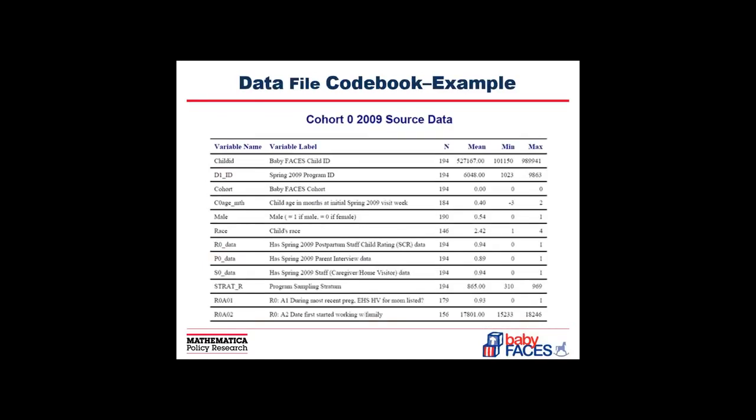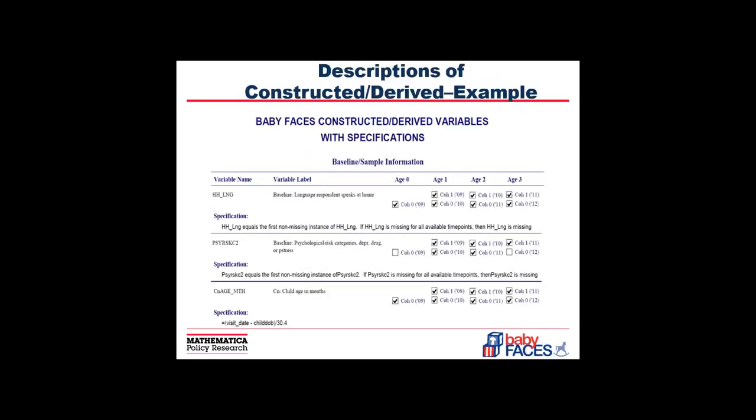Here is an example of the codebook that is provided for each file, both program and child level. The codebooks are organized to reflect the file structure as outlined earlier. Here is an example of the table in Appendix H that displays the specifications for each constructed variable. The organization is by data source and domain, with the program-level constructs following the child-level constructs.